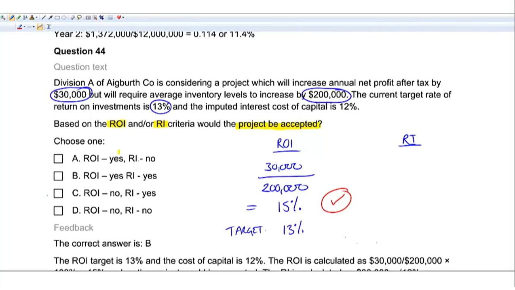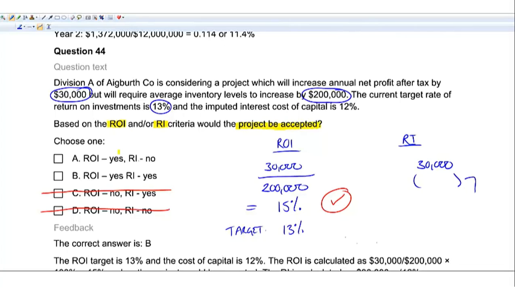So we now know that response option C cannot be correct and response option D cannot be correct. Okay, so we need to decide between A and B now. And to do that, we're going to have to calculate the residual income. The residual income is where we take the profit generated by the project, which is 30,000, and we deduct from that what we call an imputed interest.